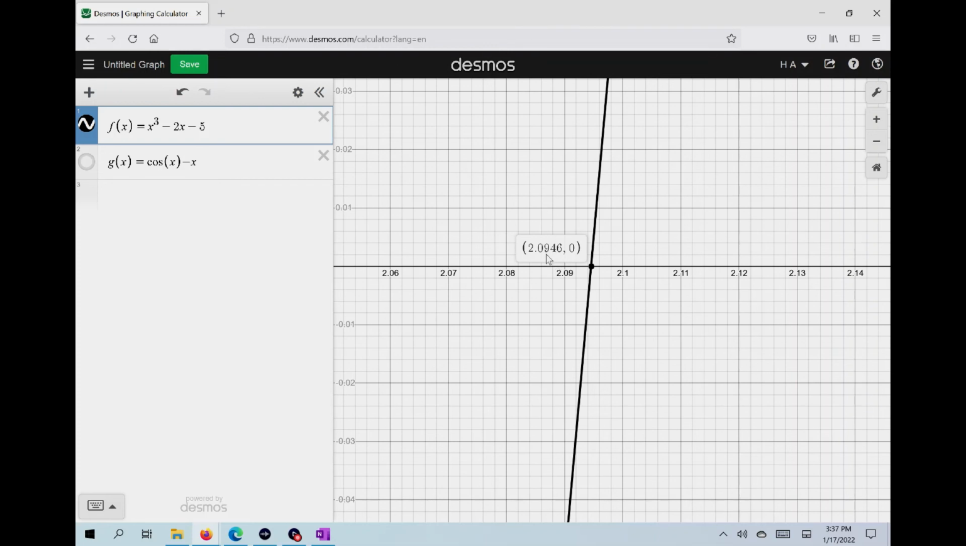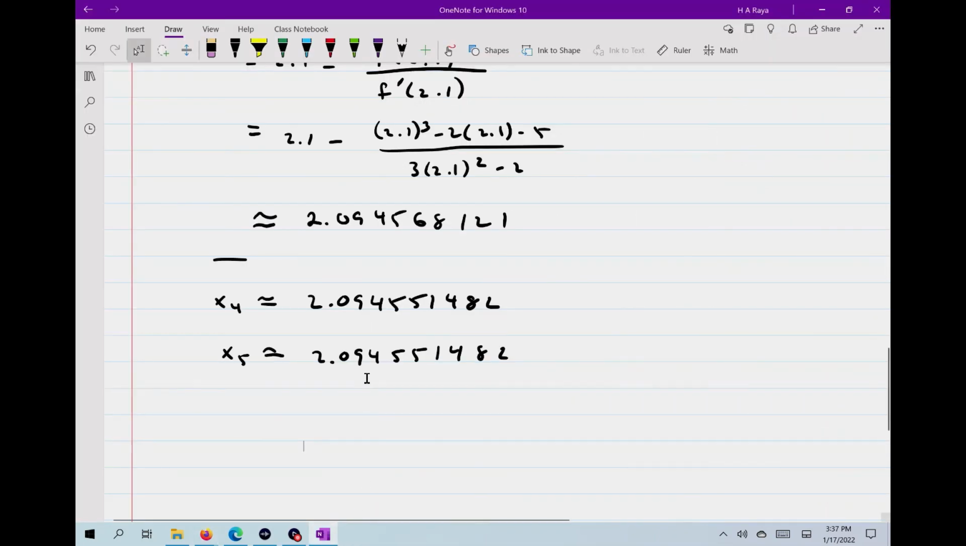This interface only gives you 4 decimal places here, while I gave you 1, 2, 3, 4, 5, 6, 7, 8, 9 decimal places, right? So Newton's method can be very powerful.